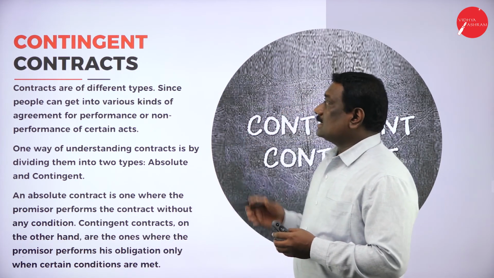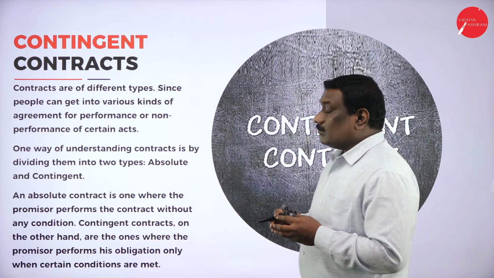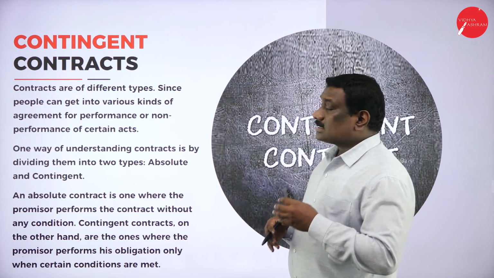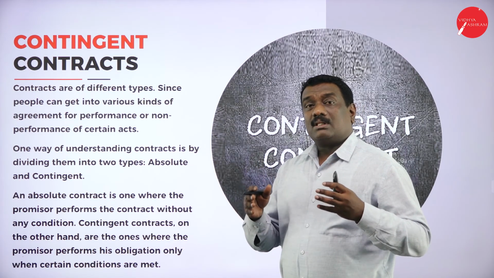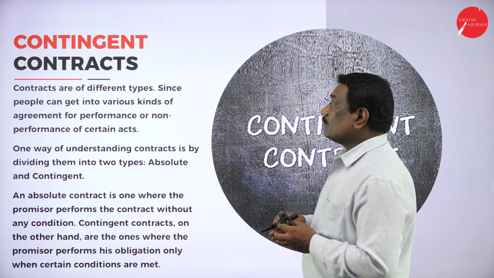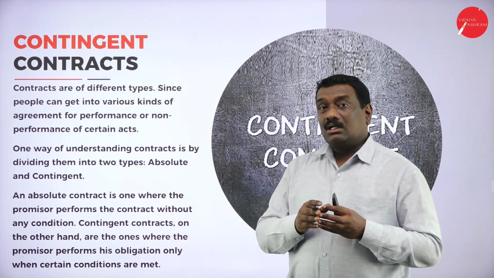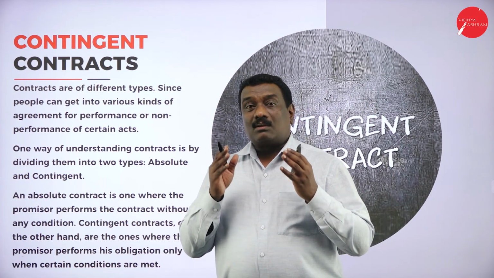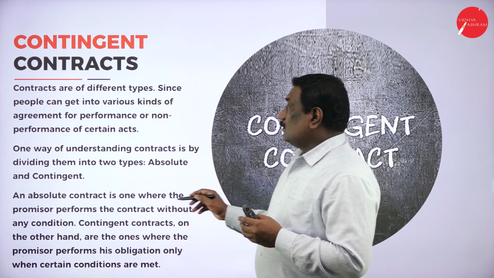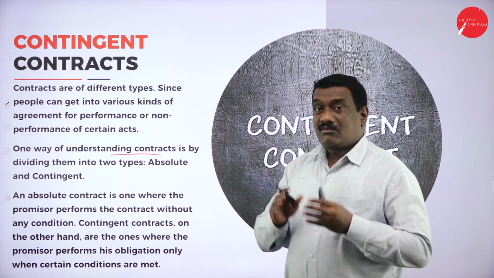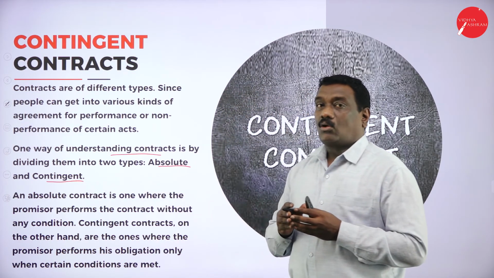See, first of all, contracts are of different types. We have different types of contracts. Since people get into various kinds of agreements, we can see different kinds of people entering into different kinds of agreements, that is, on the performance as well as on the non-performance of certain acts. So here the people or the parties get into an agreement on the performance or the non-performance of acts, and we can understand these contracts by dividing them into two types. One is absolute contracts and the second is contingent contracts.